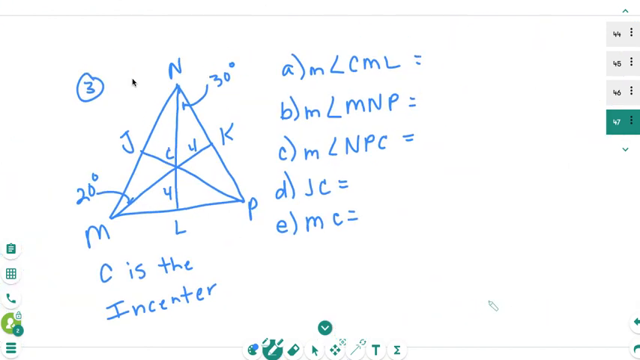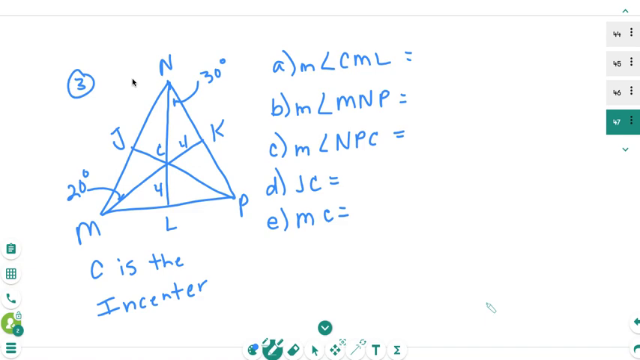Now we're dealing with an incenter. So remember that with an incenter, it is the point where the angle bisectors cross. And it's also the point that is equal distance from the sides. So these three are going to be equal distance from C. They are also going to create right angles.